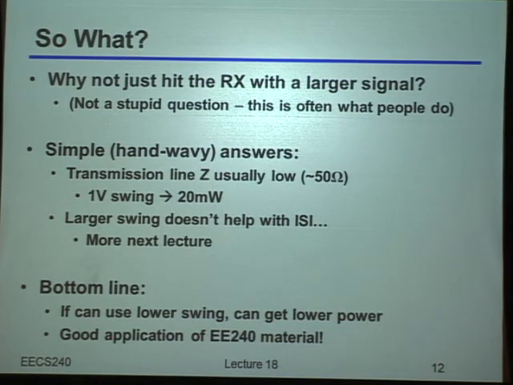So the question you may now be asking yourselves is, so what? We said that we need the signal to be big compared to the noise. So why don't we just hit the receiver with a bigger signal? Why don't we just up the swing we use on the transmitter and be done with it? At first you may say, well, that's kind of stupid, that's just the easy way out. But having said that, oftentimes that's exactly what people do. They say, look, I don't want to deal with this, I just want to make sure the darn thing works. I'll send as big of a swing as I possibly can just to make sure it works the best possible way it can.